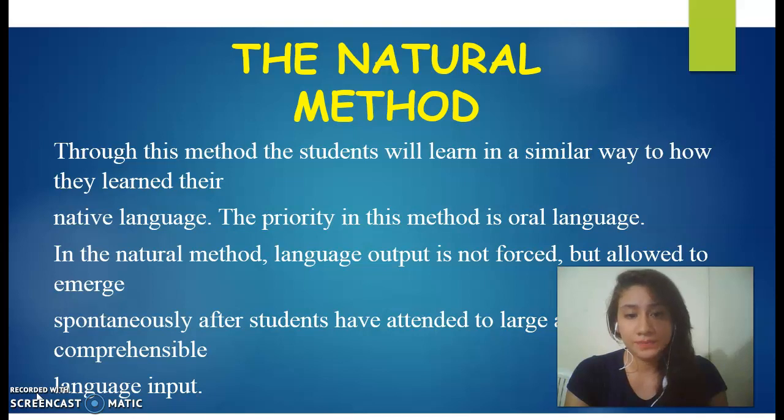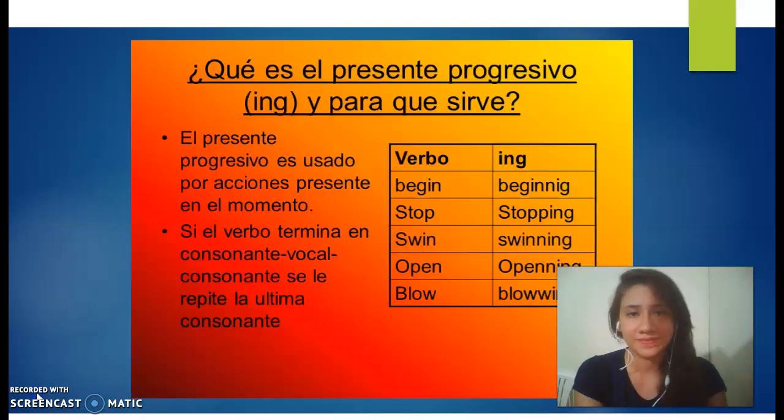The priority in this method is oral languages. In the natural method, language input is not forced, but is allowed to rise spontaneously after students have paid attention to large amounts of understandable language input.